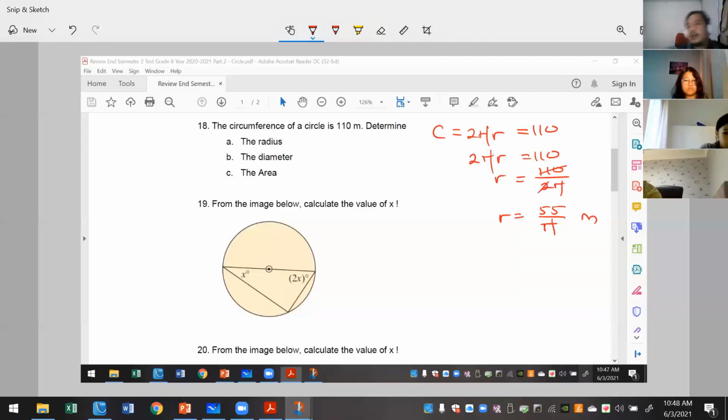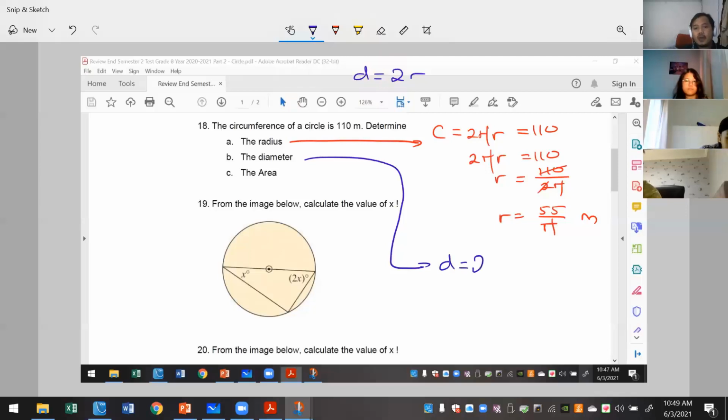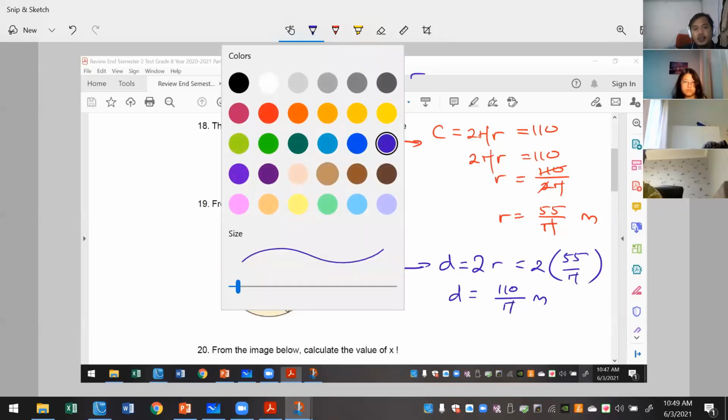You don't have to change this pi. Again, you don't have to change it. Just like this. Okay, that is for the radius. And then for the diameter, we know that the connection between the diameter and the radius is that the diameter is twice the radius. So the diameter will be equal to 2 times 55 over pi, which equals 110 over pi. Again, like I said before, you don't have to change them to 22 over 7 or 3.5, just like this. Okay, the next one is C.